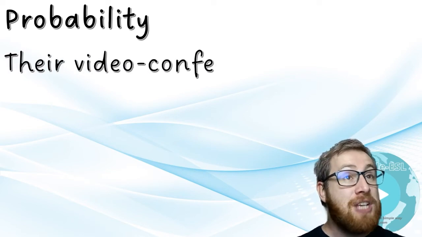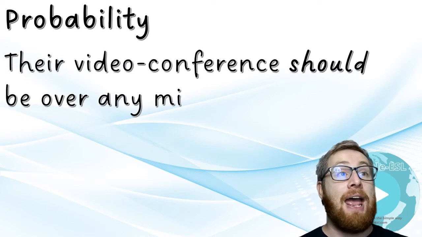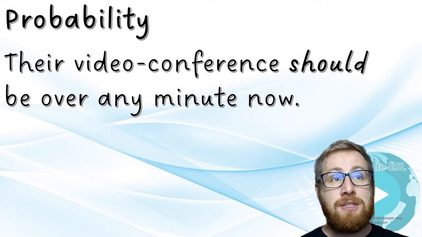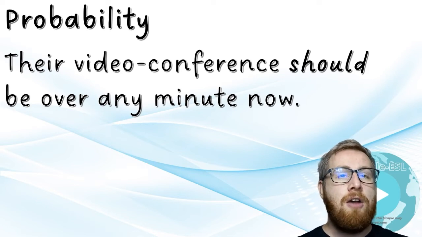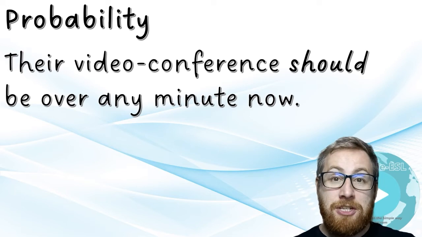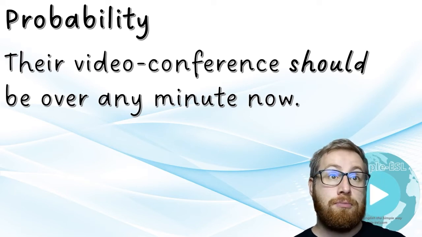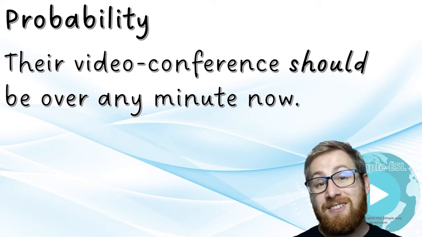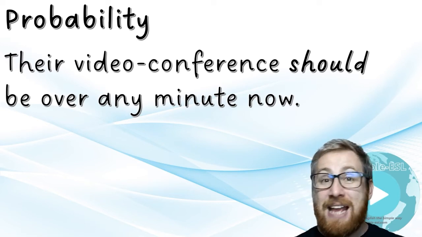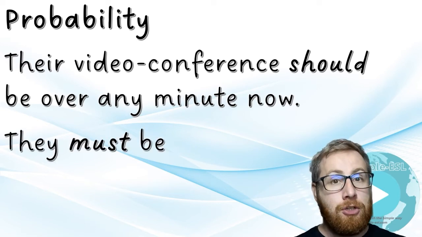What about probability? The difference between possibility and probability. Probability is how likely a thing is to happen. If it's probable, it should happen. And there's one there. Video conference should be over any minute now. They should be finished with their video conference soon. Should. Not 100%, but they should be. It's a good chance.